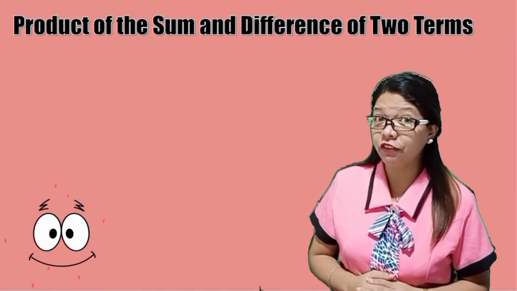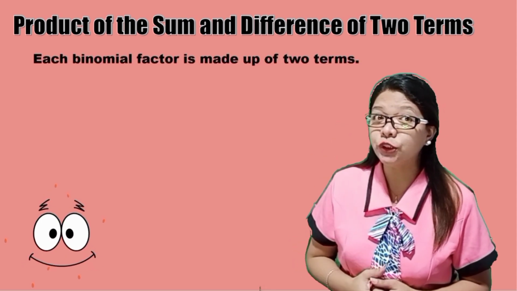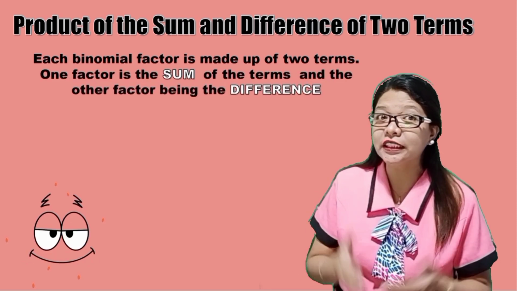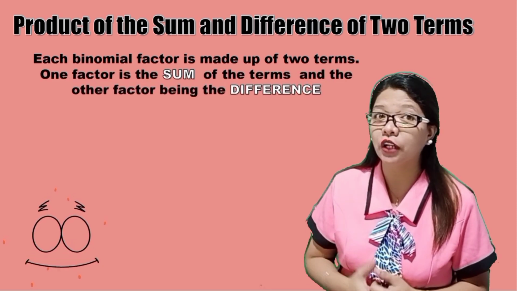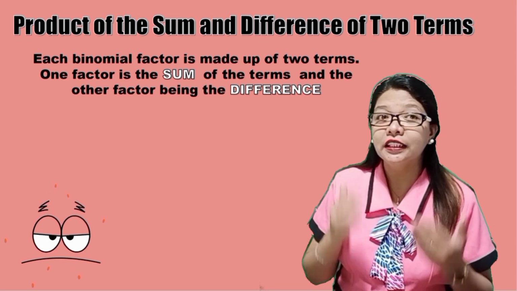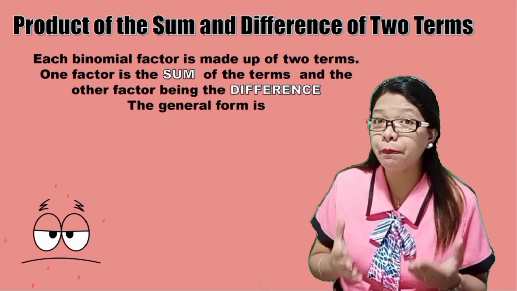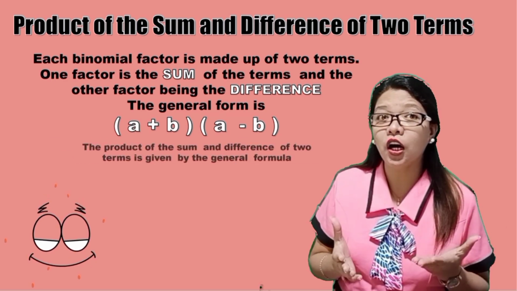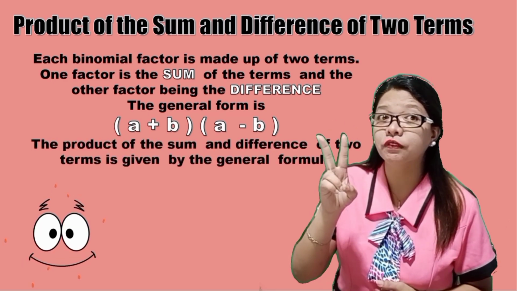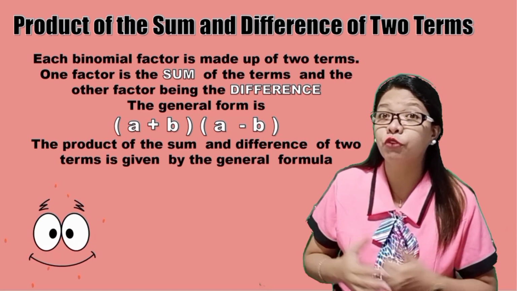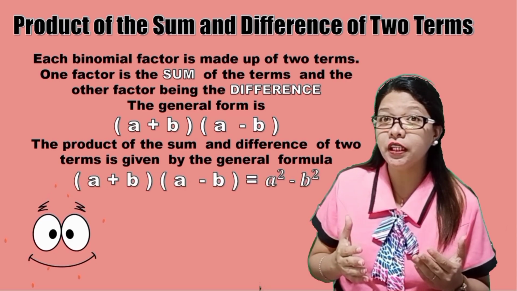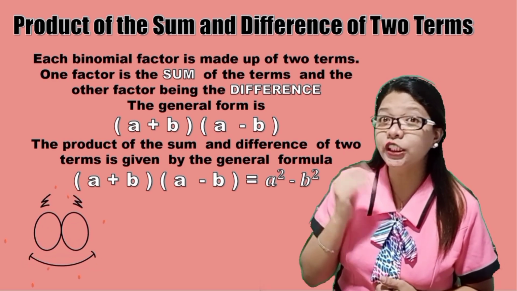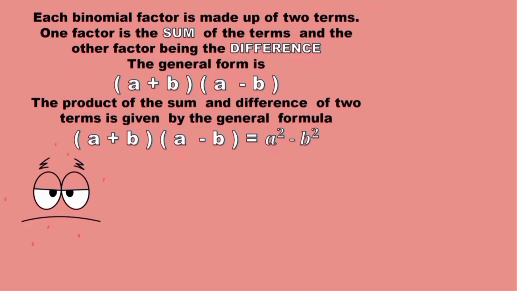Product of the sum and difference of two terms. Each binomial factor is made up of two terms. One factor is the sum of the terms, and the other factor is the difference. The general form is a plus b multiplied by a minus b. The product of the sum and difference of two terms is given by the general formula: a plus b multiplied by a minus b is equivalent to a squared minus b squared.